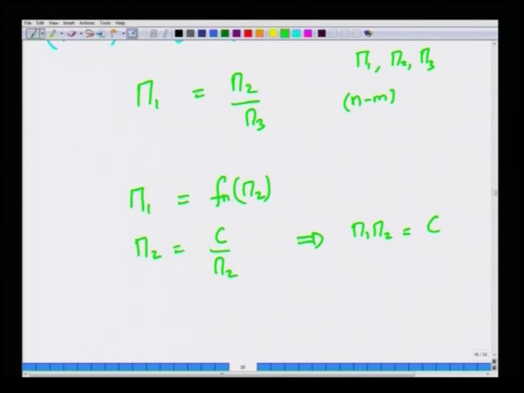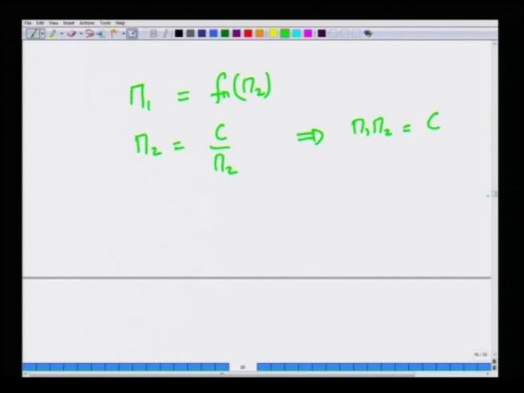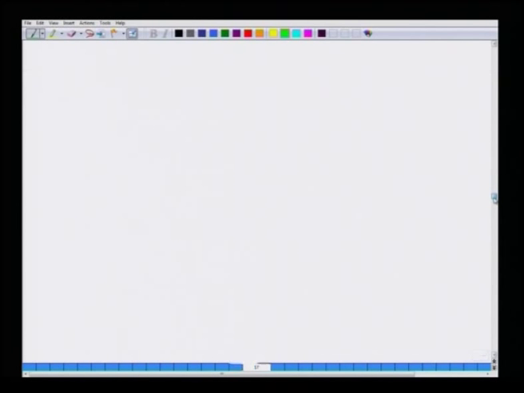So, I will point this out a little later when we actually implement dimensional analysis, but now let us go through how to determine the pi groups.